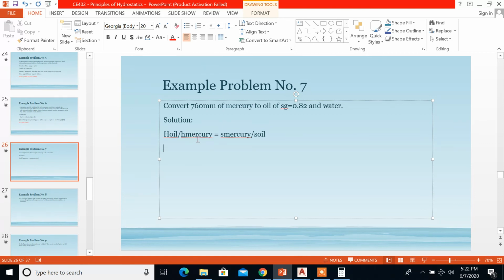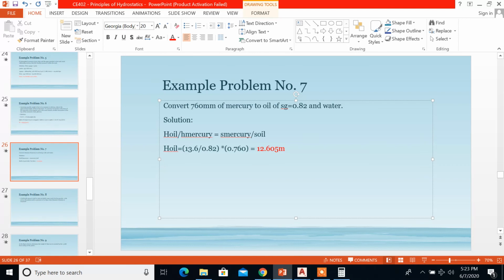So, transfer na lang natin siya sa kabila. Height of oil is equivalent to specific gravity of mercury, 13.6, divided by specific gravity of oil, which is 0.82, times height of mercury, 0.76. So, ilan yung height of oil? 13.6 divided by 0.82 times 0.76. So height of oil is 12.605 meters. And yun na, ang dali.